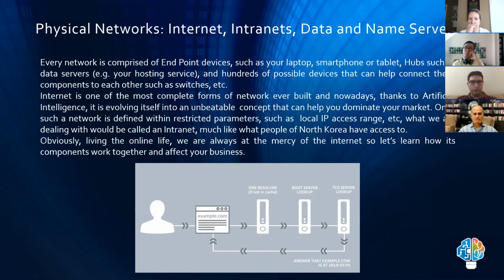But let me, if you don't mind, go through the first section of what I've written for you here. Every network is comprised of endpoint devices such as your laptop, smartphone, or tablet, hubs such as data servers. This is basically what it is. A person wants to get connected and get some information. This person will need to connect to multiple devices, multiple entities to get this information, and this information will loop back to him. This process is my dad going shopping and coming back. And sometimes I don't see the website that I want, so I send him out again to get the website for me. And this loop might happen multiple times.